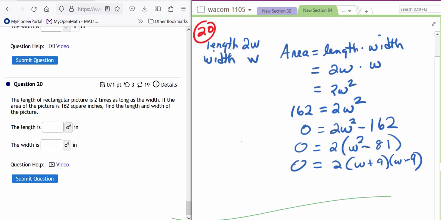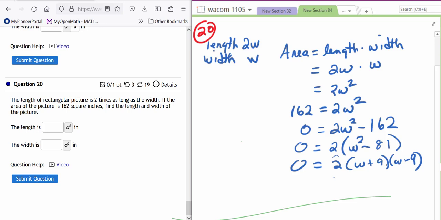You are not going to get an answer from the 2 because it has no variable. And that might occur some in those other problems also. If there's no variable, you're not going to get a solution. You just ignore that part. It's like you can divide the 2 out and you have the same thing.